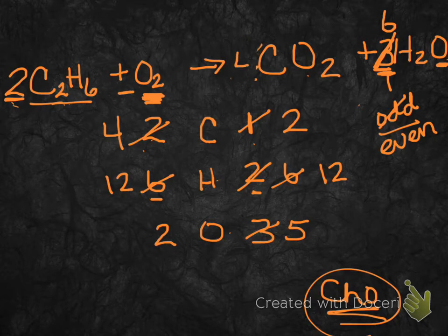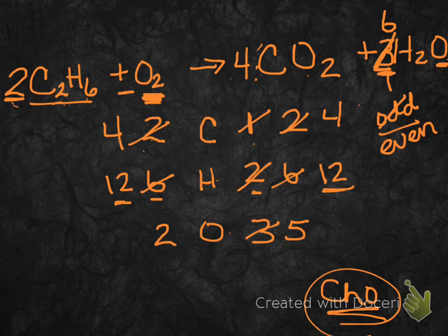And let's put in a 4. Now let's go and figure out. So we've got 2 times 2, we've got 4 carbon. Here we've got 4 carbon. We've got 2 times 6 for 12 hydrogen. 6 times 2 for 12 hydrogen.